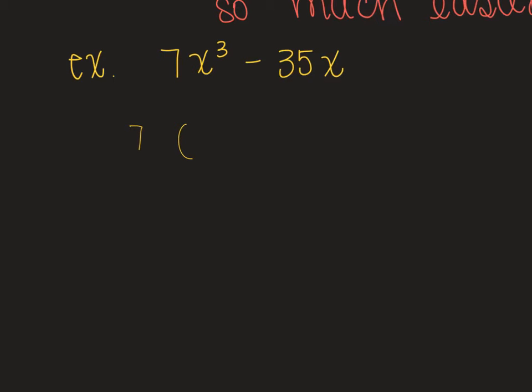So when I take a 7 out, you can think of it like dividing, right? So if I divide 7 by 7, I end up with a 1. If I divide 35 by 7, I'm going to end up with a 5. Now let's look at our x's, and we'll do those in between steps in a second.